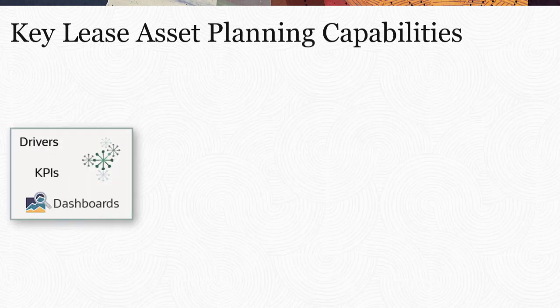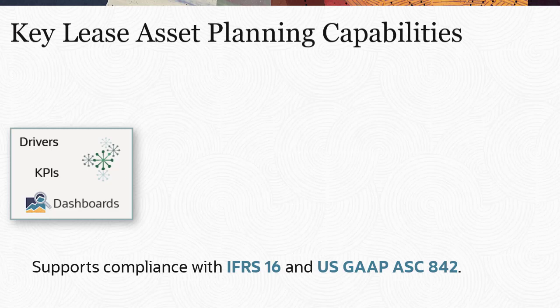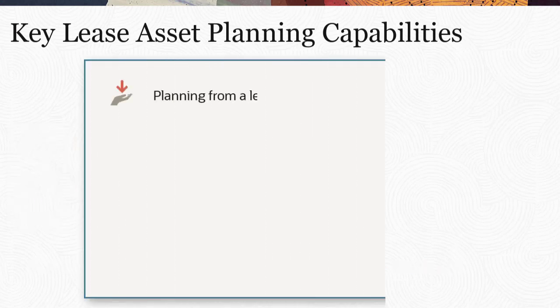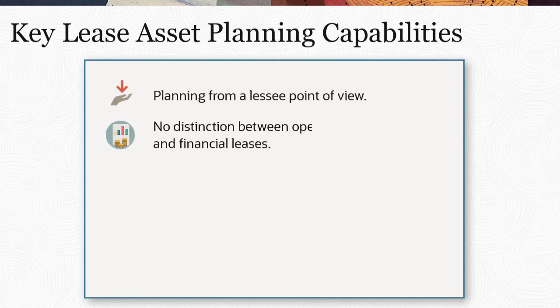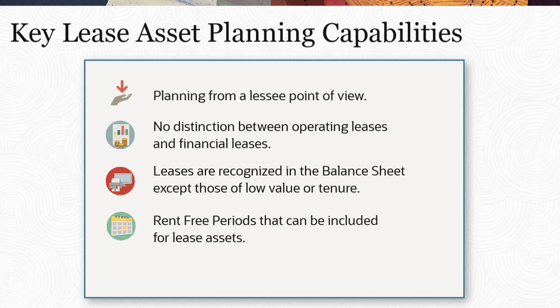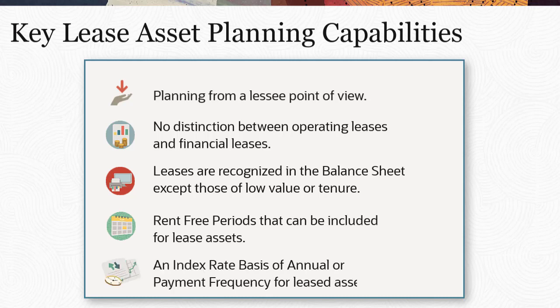and the following capabilities, so your planning process supports compliance with IFRS 16 and US GAAP ASC 842. Planning from a lessee point of view. No distinction between operating leases and financial leases. All leases are captured in the balance sheet, except those of low value or tenure. Rent-free periods that can be included for lease assets. An index rate basis of annual or payment frequency for leased assets.